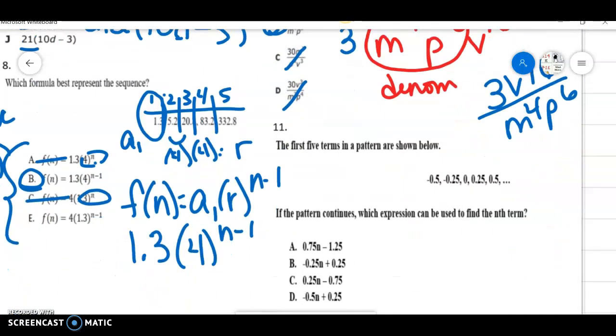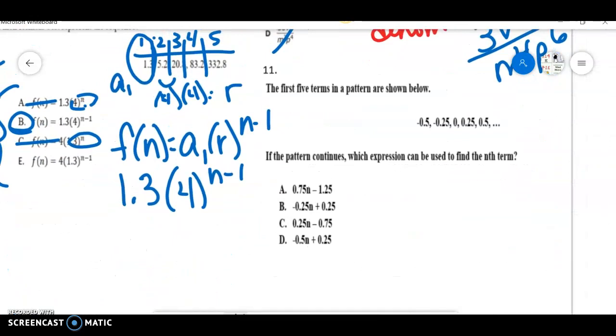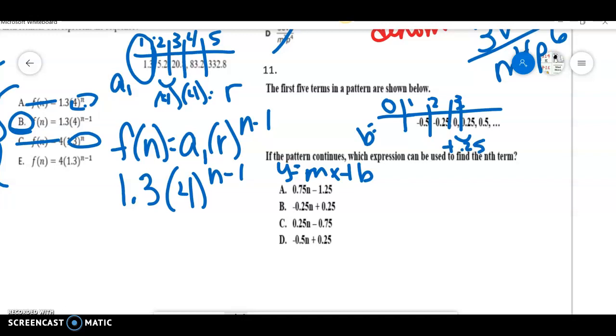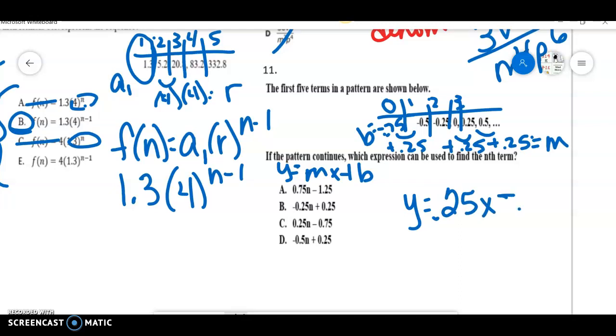The next one is another sequence, but if you look at your answer choices, you can see that those answers are in y equals mx plus b form. So we are going to start with our first term, but we need to get to 0 for our b. We can see that we are adding 25 cents or 1/4. So this is our m. If I go back 25 cents, I'm at negative 0.75. So my equation is 25 cents x minus 75 cents, and they used n instead of x, and that's okay. So this is going to be answer C.